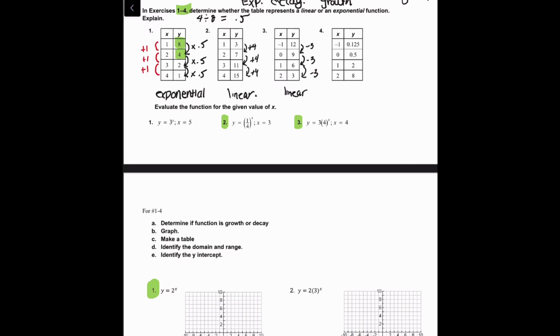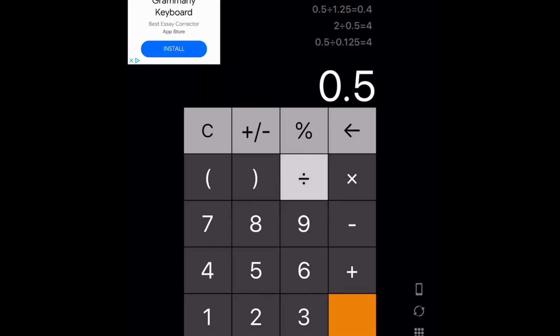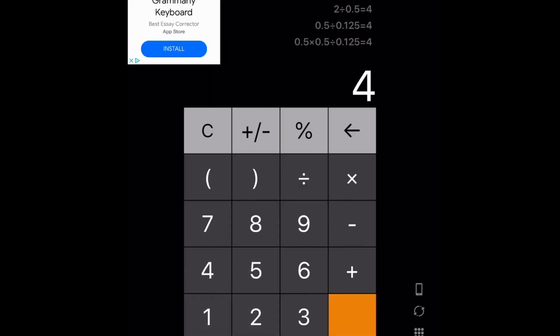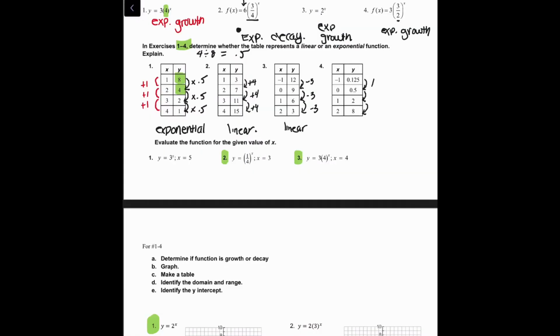And last but not least, here you can test it and see if you can add each time, but it's not going to be consistent. So now we check multiplication. In your calculators, if you want me to show you, 0.5 divided by 0.125 is 4. The next one is going to be 2, so 2 divided by 0.5 is also 4. And we find that to get to the next term, we multiply by 4. And we know then that's an exponential function.